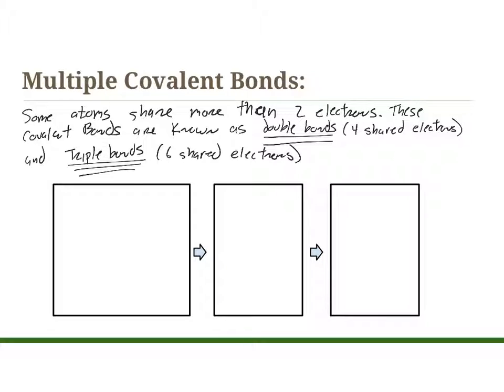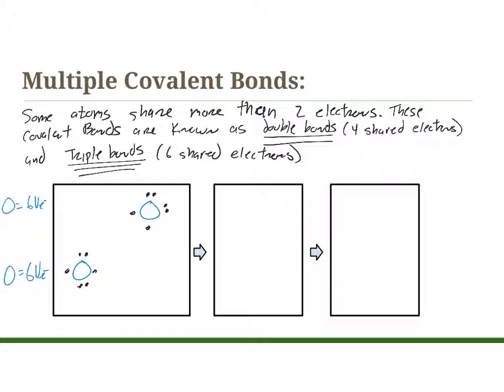So I'm going to use oxygen, and I know that oxygen, according to the periodic table, has 6 valence electrons, and the other oxygen also has 6 valence electrons. So what I'm going to do is draw the structure for that. So that would look like this: 1, 2, 3, 4, 5, 6, and 1, 2, 3, 4, 5, 6.